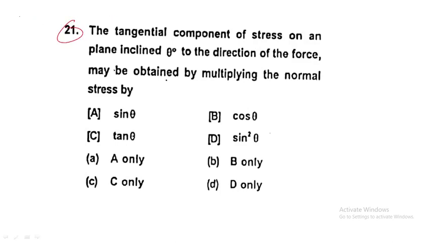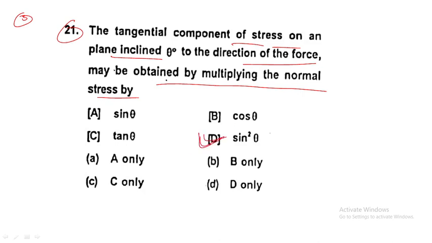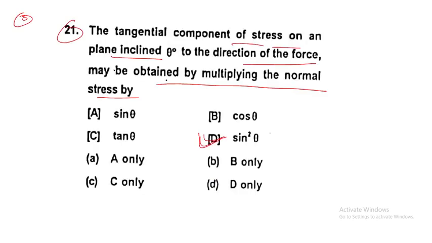Next question, question number 21. Let me finish, we have only 3 questions. The tangential component of the stress on a plane inclined at theta to the direction of the force may be obtained by multiplying the normal stress by what? How will you multiply that? We have already done this one. So we can multiply by sine square theta. That is the answer for the given question. Option D is the answer.